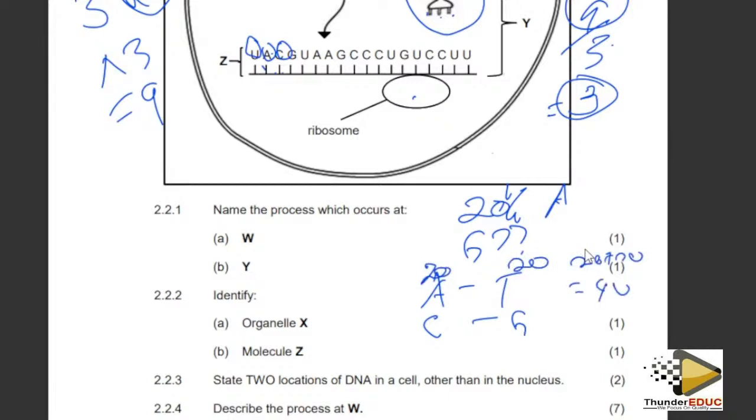Because the percentage is out of 100, I'm going to say 100 minus 40, which gives me 60. That 60 is for these two, C and G. So divide by 2, it's going to be 30 each. It means that the percentage of guanine is going to be 30%. Don't go to the paper without knowing how to calculate the bases.